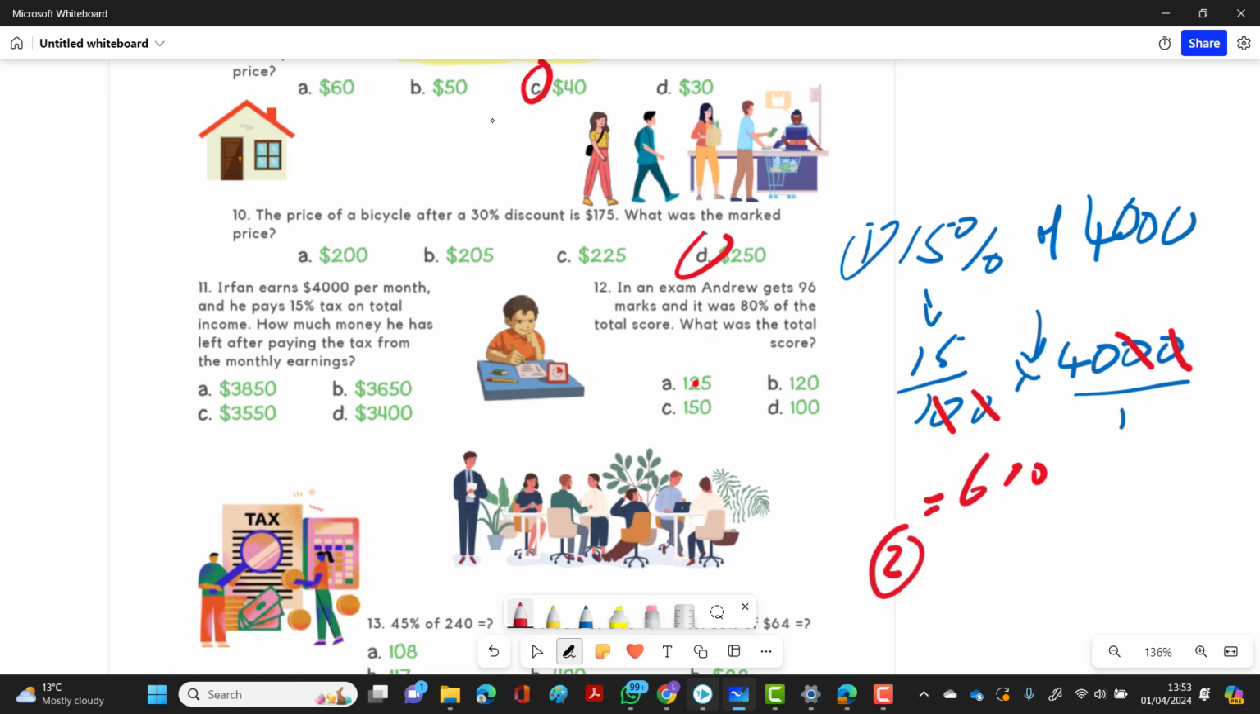And then you do 4,000 take away 600. Percentage decrease, which should give you 3,400. Okay, let's move on.